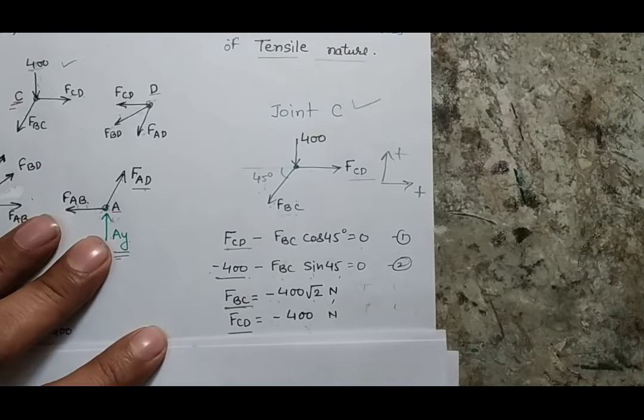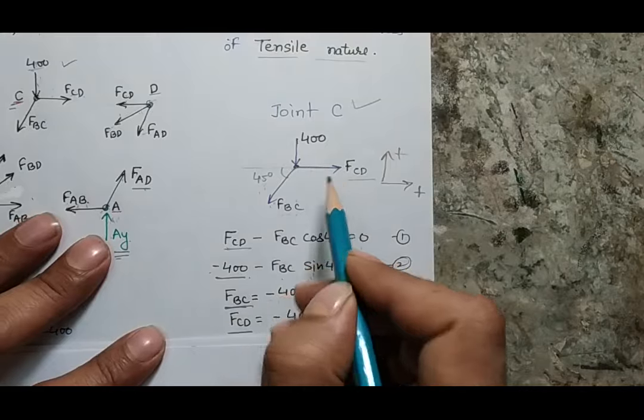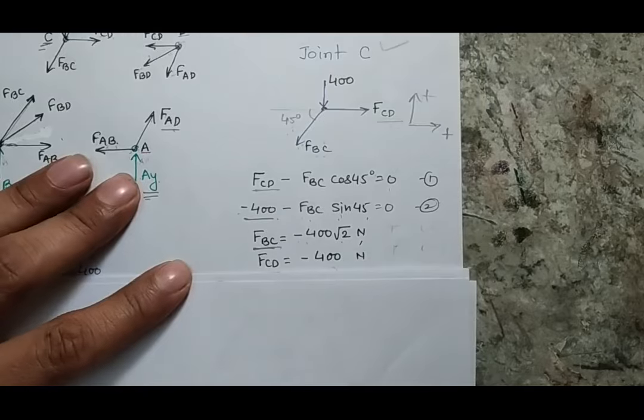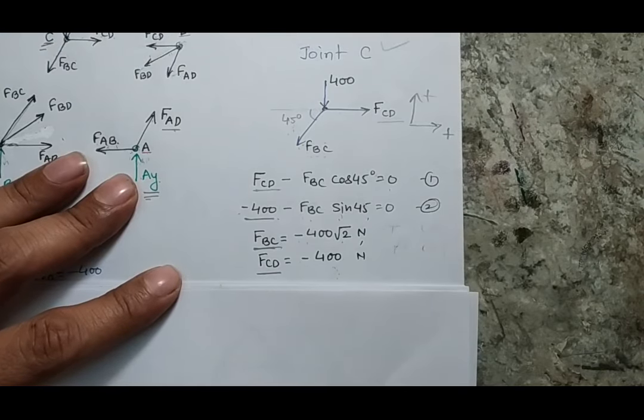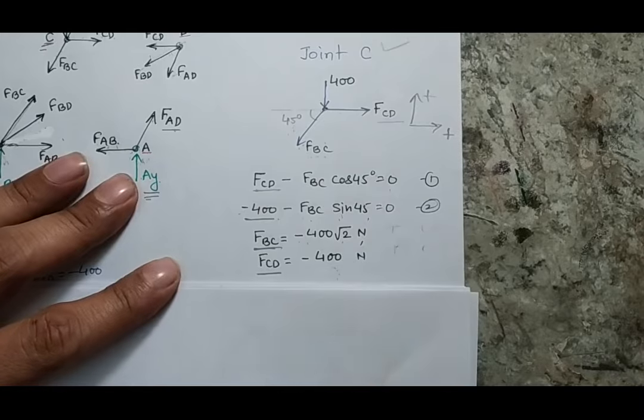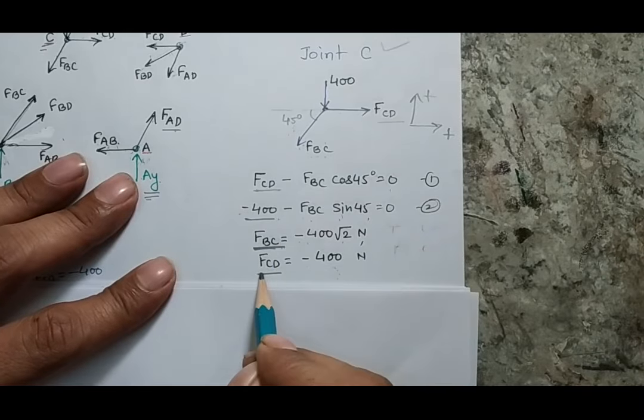However, I have considered the forces going away, or I have considered the tensile force, but the answer is negative, indicating that the nature of the force will be compressive. No problem. Finally, we will write all the forces, but as I have considered the tensile force, I'll keep going with the tensile force with the negative sign. So now I have calculated force BC and CD.